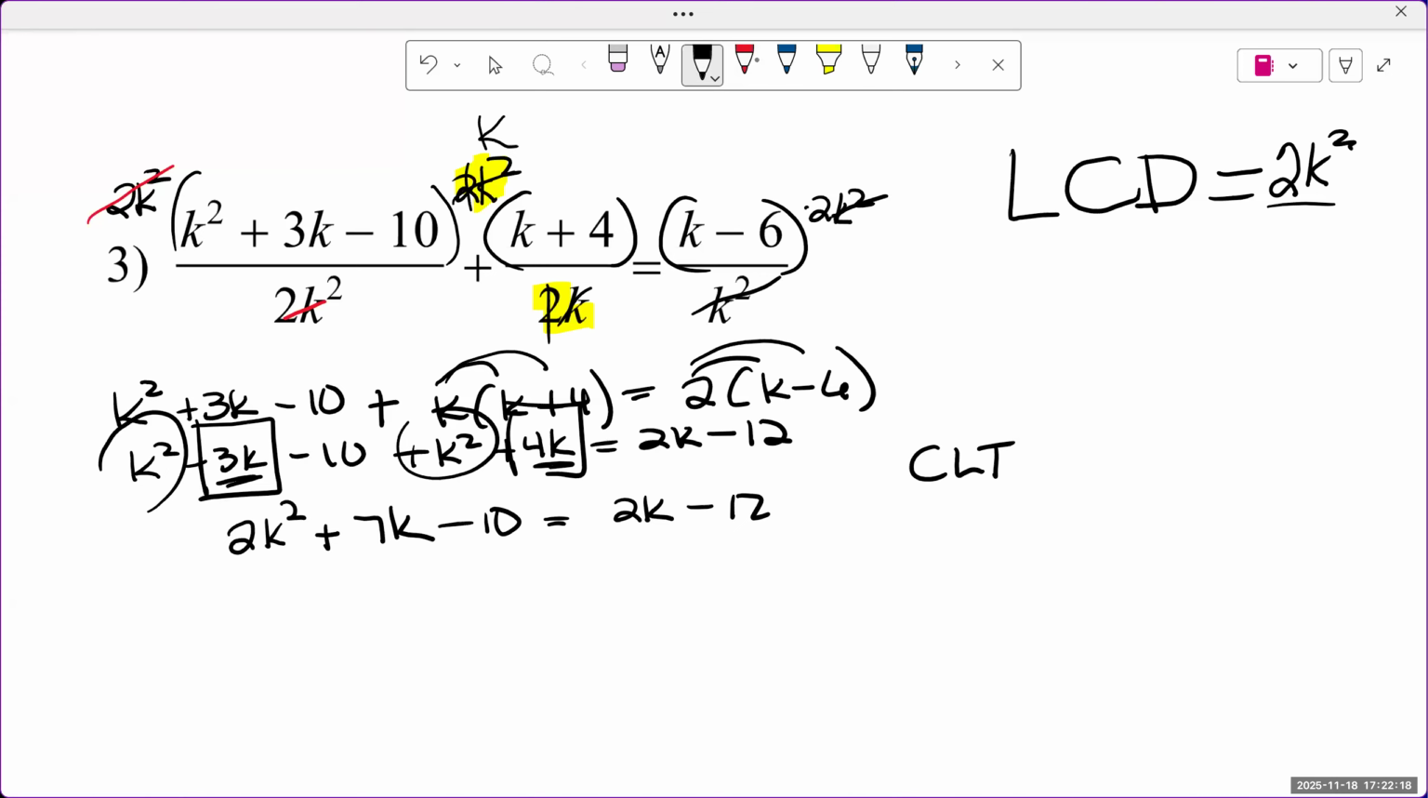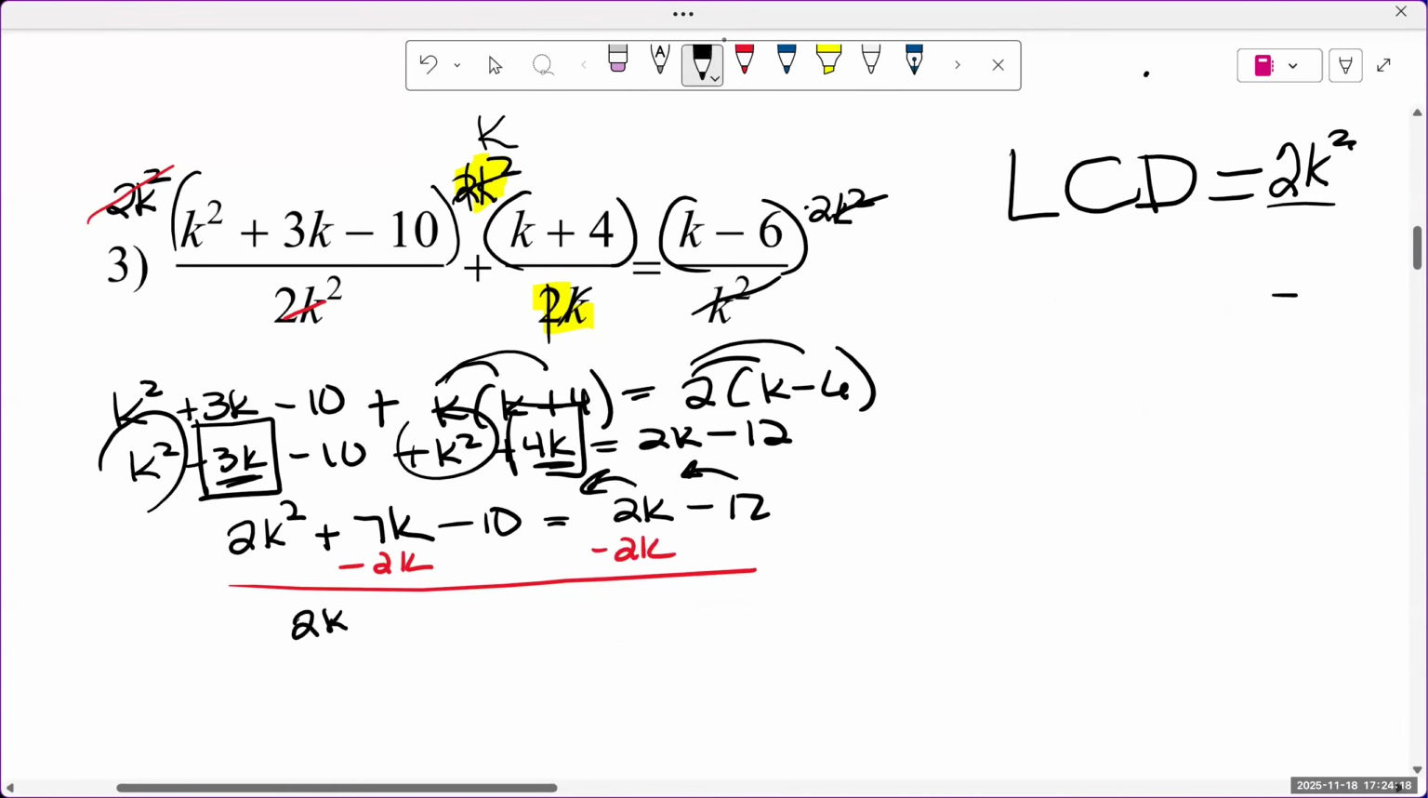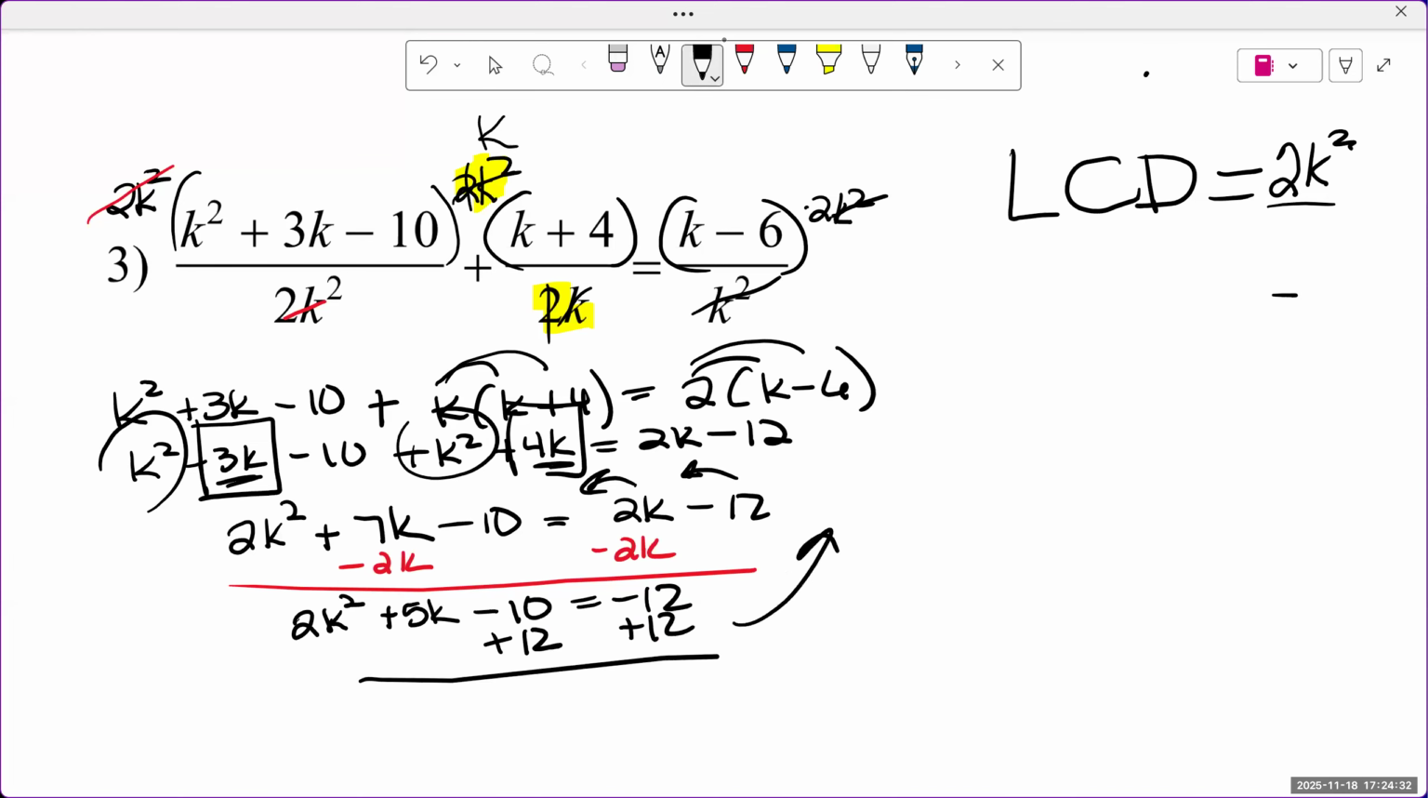Now we're going to solve this quadratic. We need to move everything over. So we have a 0 on this side, minus 2k. So I have 2k squared plus 5k minus 10 is equal to negative 12. Add 12 to both sides. So I have 2k squared plus 5k plus 2 is equal to 0.